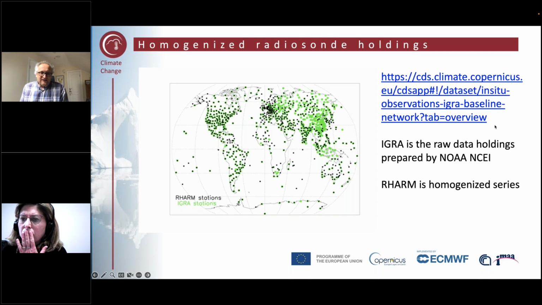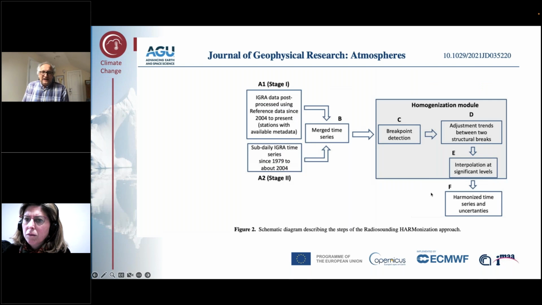So we do offer via the Copernicus data store currently one set of homogenized radiosonde holdings and also the raw data. So the raw data is IGRA, the Integrated Global Radiosonde Archive. It's maintained and prepared by NOAA and CEI, who very kindly let us host it. And RICH/RAOBCORE-style ARHARM is a homogenized series prepared by the current contract using a subset of those stations. And the ARHARM algorithm you can find in the paper linked here at the top, led by the contract lead Fabio Madonna at CNR.